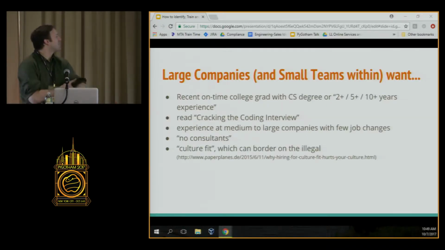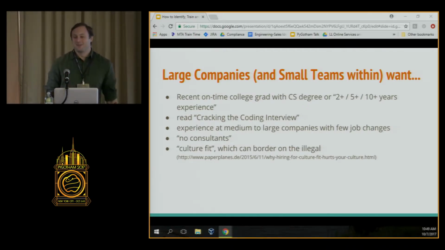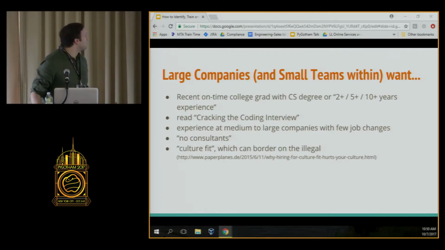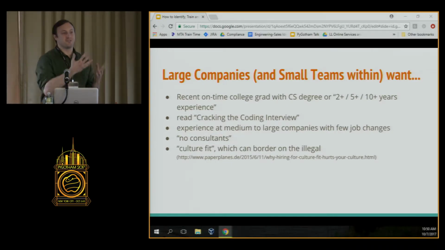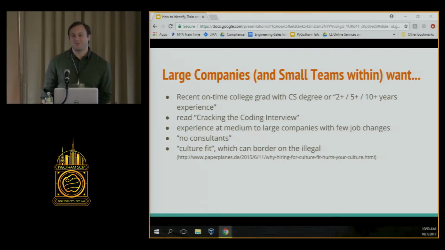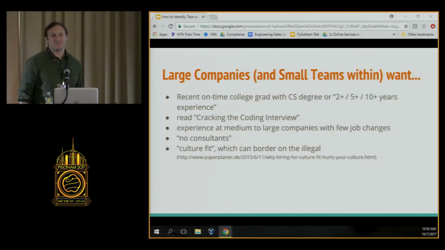So stop me if you've seen this first one before. A recent on-time college grad or somebody with 2, 5, or 10 years experience in a job posting. I'm sure you've seen this pretty often, from the perspective of an HR department. When you're writing up a job post, you have to put some criteria in there. And here's one that you see a lot. Turns out that sometimes the language you're working in hasn't even been around for this many years. So it's kind of a throwaway. But you see it a lot.